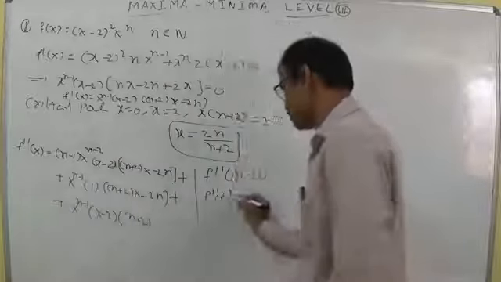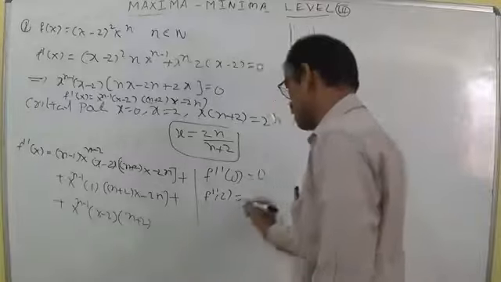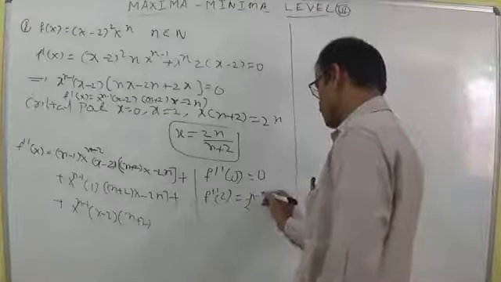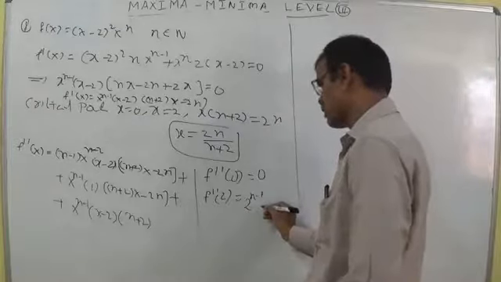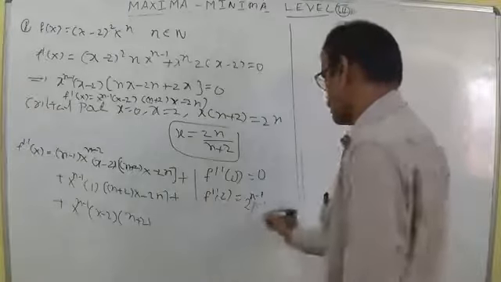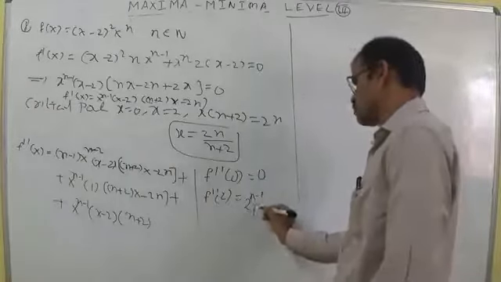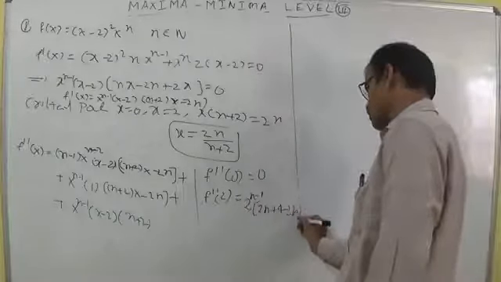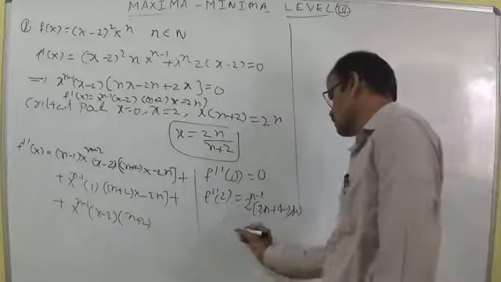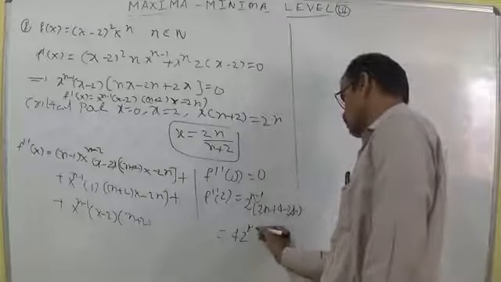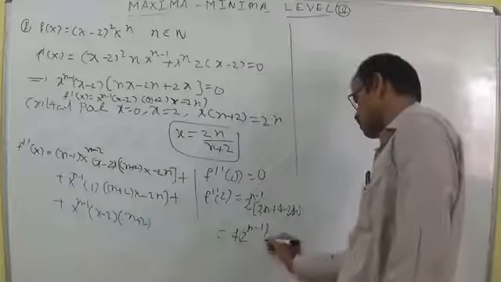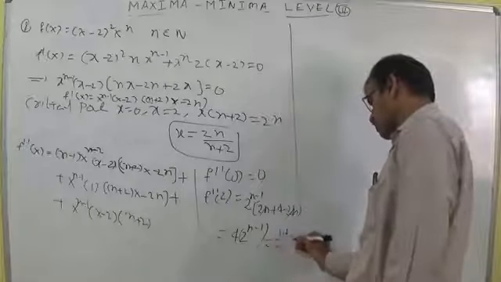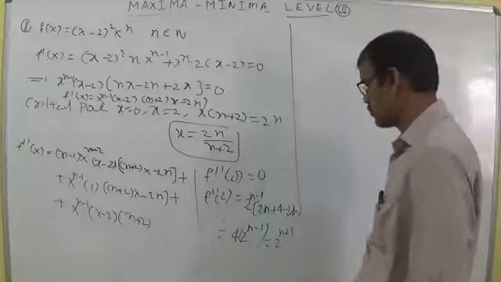If we substitute now, here we can write 2 power n minus 1 into ((n plus 2) into 2 minus 2n). So 2n plus 4 minus 2n, the 2n will get cancelled. So 4 into 2 power n minus 1 you can write. 4 you can write as 2 square. So 2 power n plus 1 we can write here, f double dash of 2.